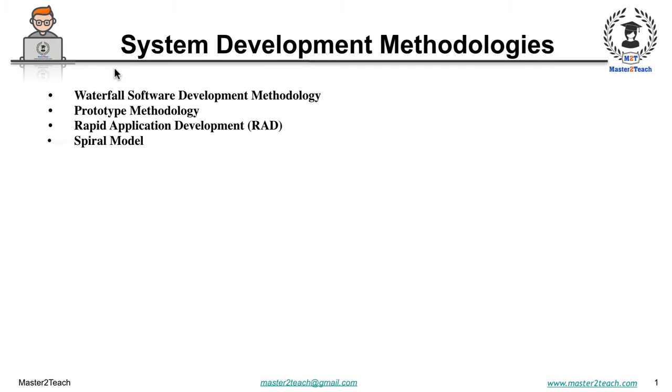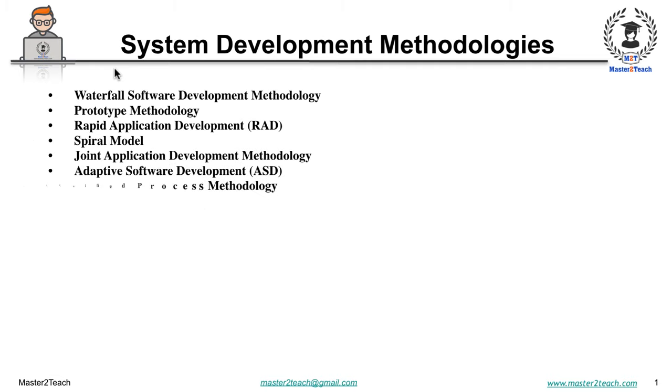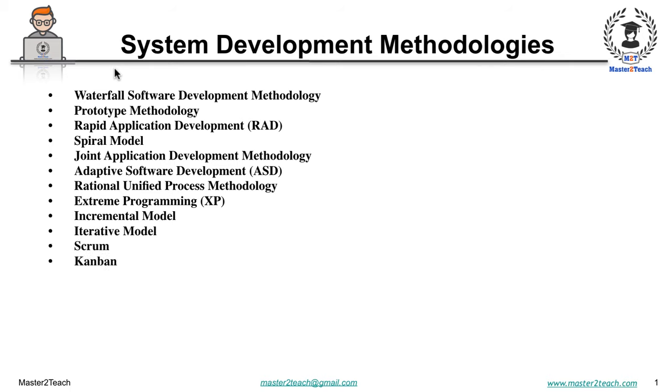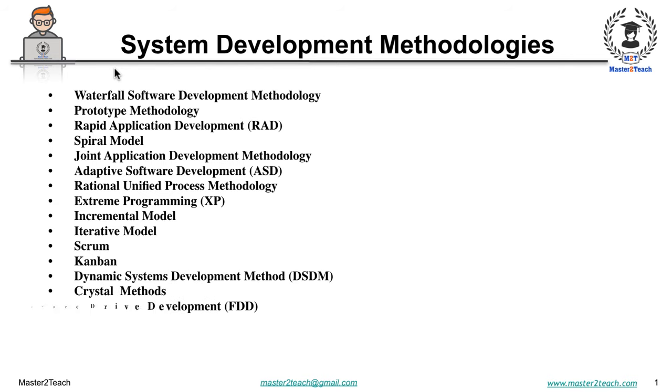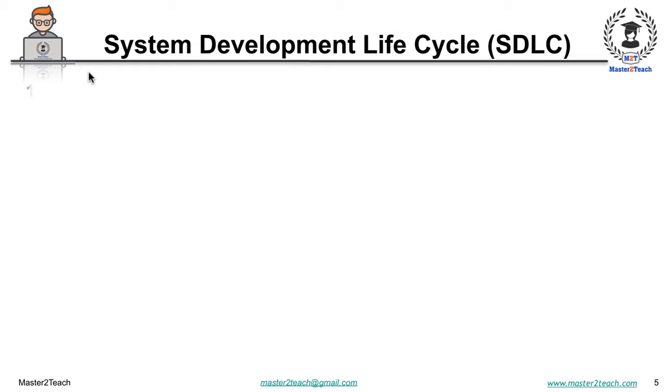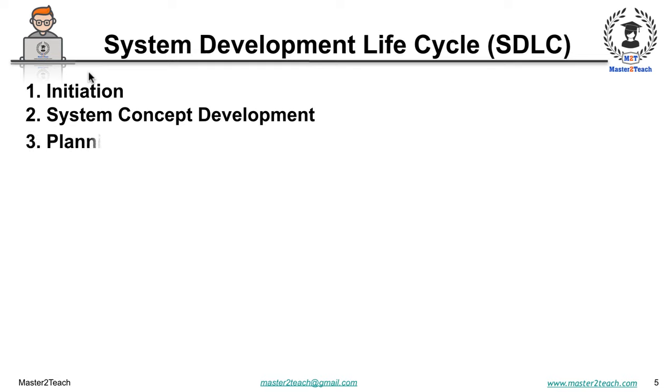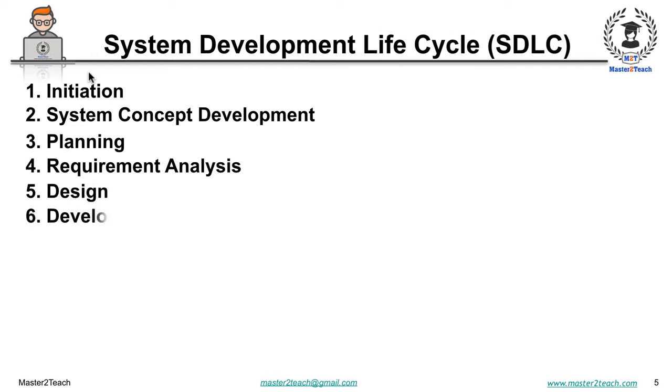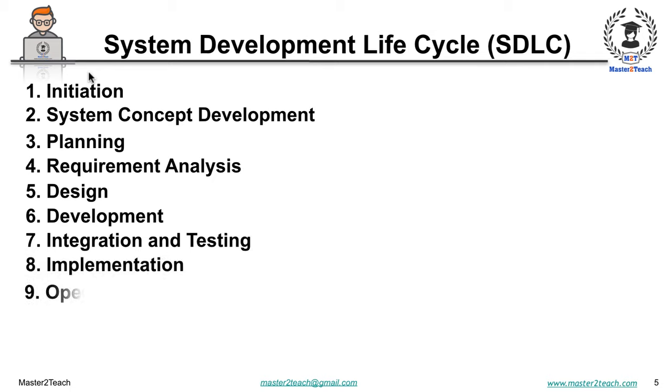During this phase of software development, you have to choose the best software development methodology so that you can work systematically and smoothly. Software development methodology will help you to execute, track the project, and reduce the risk of project failure. The phases of system development lifecycle are number 1, initiation, number 2, system concept development, number 3, planning, number 4, requirement analysis, number 5, design, number 6, development, number 7, integration and testing, number 8, implementation, number 9, operation and maintenance, whereas number 10, disposition.